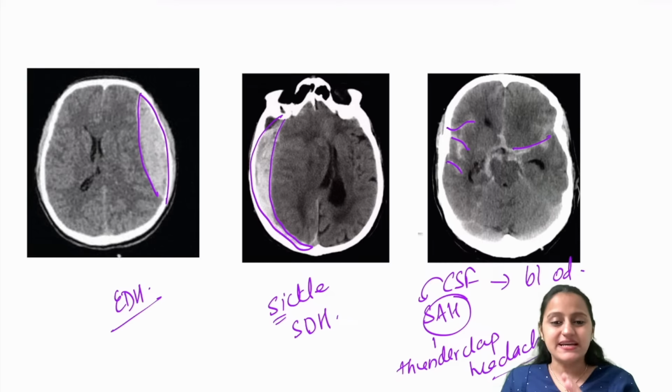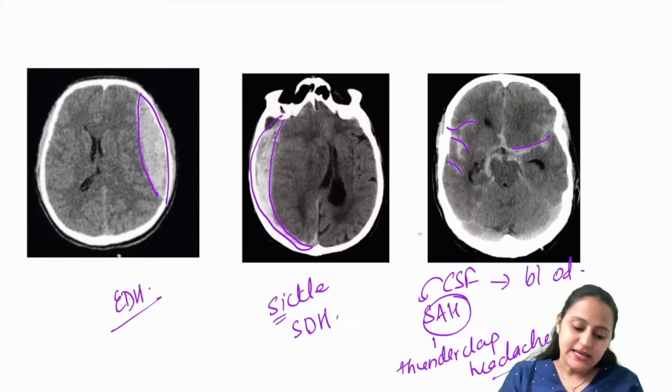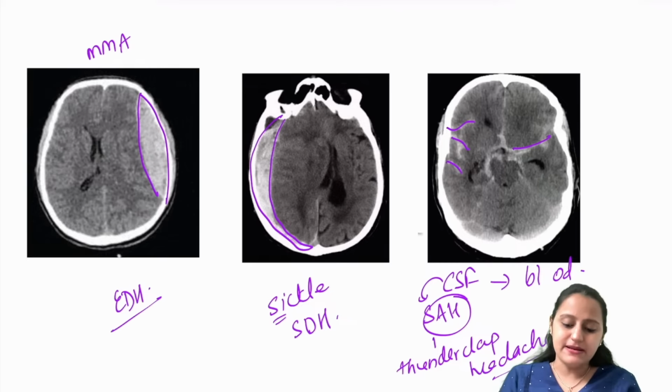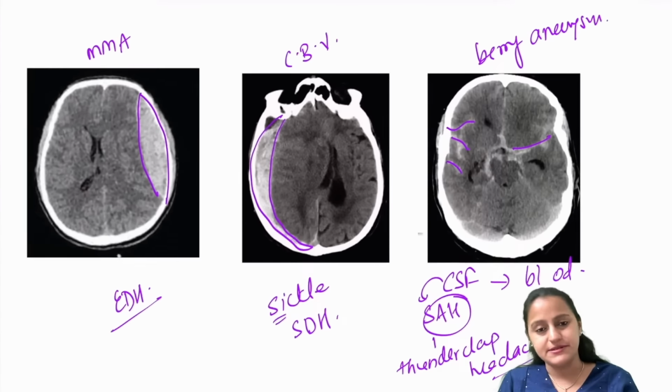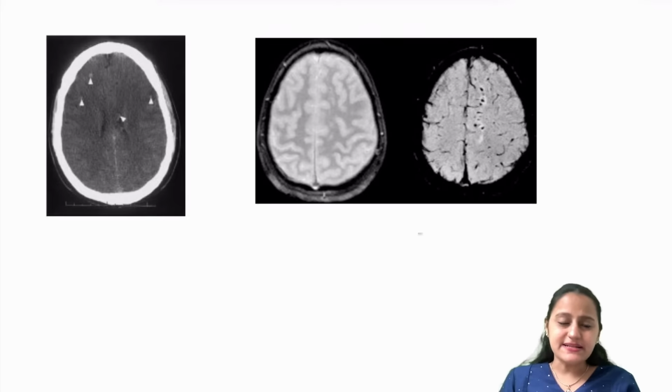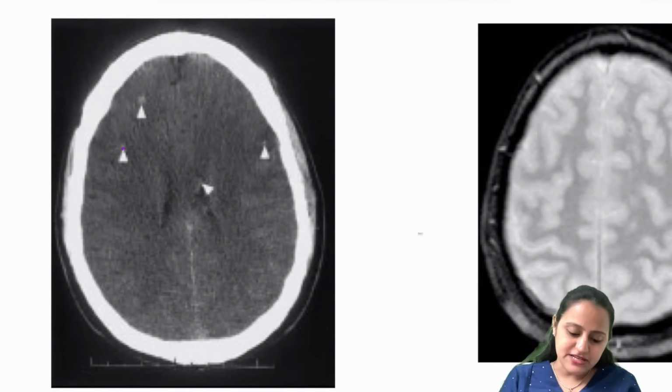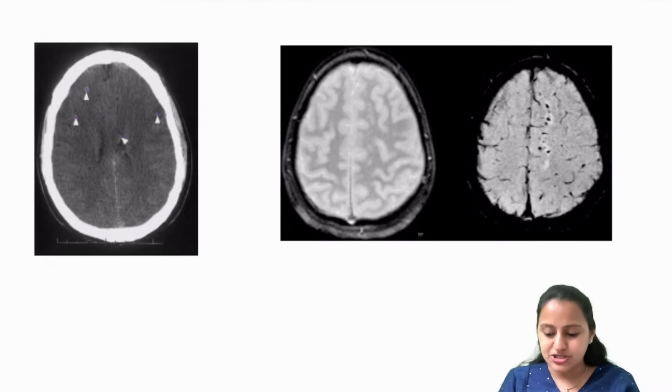So EDH, SDH and SAH. EDH is because of rupture of the middle meningeal artery. SDH is because of rupture of cortical bridging veins. And SAH is because of rupture of a Berry aneurysm in the circle of Willis. Okay, Berry aneurysm.